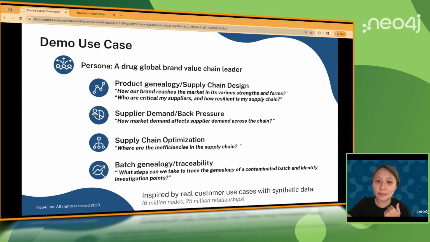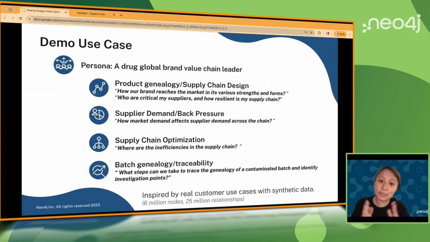First, we want to understand how our brand reaches the market in these various strengths and forms. So we want to know the product genealogy and the supply chain design. Second, we want to be able to analyze how market demand affects supplier demand across the chain. Third, we need to identify inefficiencies and figure out room for improvement in the supply chain. And finally, in the event of any contaminated batch, we aim to trace its genealogy to pinpoint investigation points.